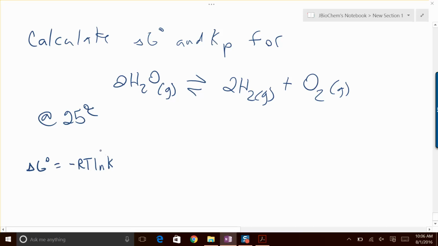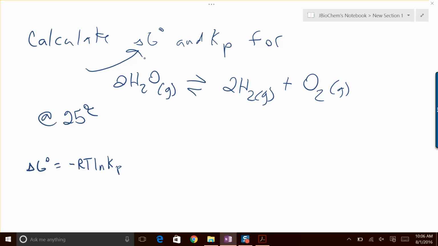We've just been using it, right? That's what I'm going to use, to find my KP here. Now, what information do I not have to be able to find this KP? That's why they want you to calculate the delta G. So they're walking you through it. Calculate the delta G, and then use delta G equals negative RT ln K to find the KP. So you have to find the delta G first.